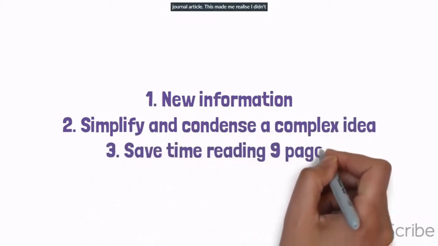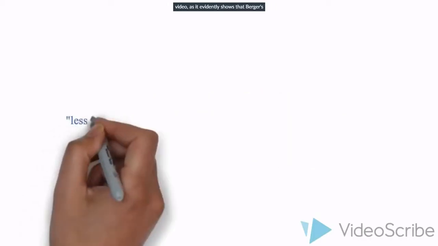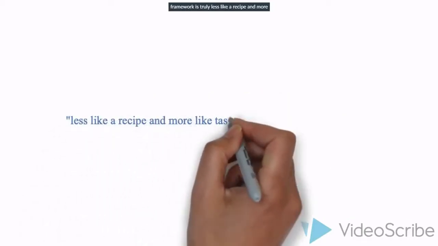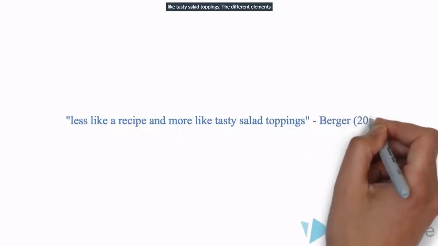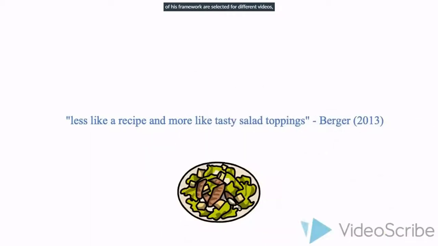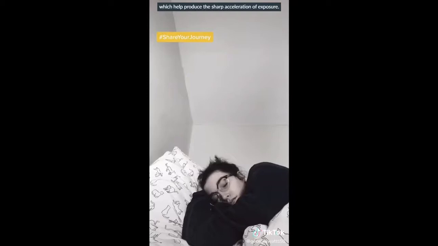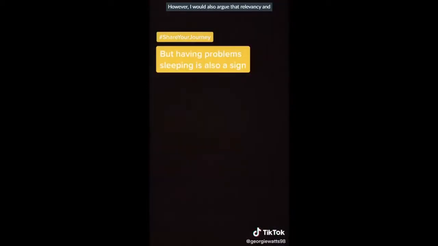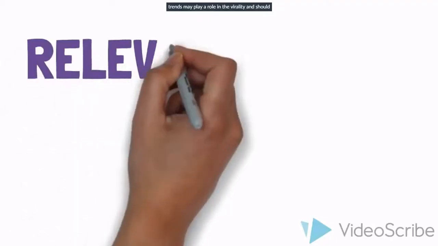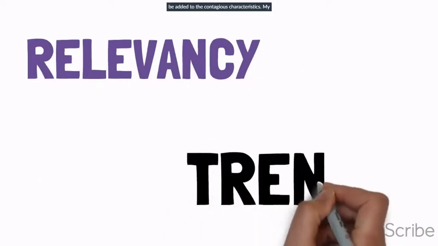This made me realise I didn't need to squash all the characteristics into the video, as it evidently shows that Berger's framework is truly less like a recipe and more like tasty salad toppings. The different elements of his framework are selected for different videos, which help produce sharp acceleration of exposure. However, here I would also argue that relevancy and trends may play a role in the virality and should be added to the contagious characteristics.